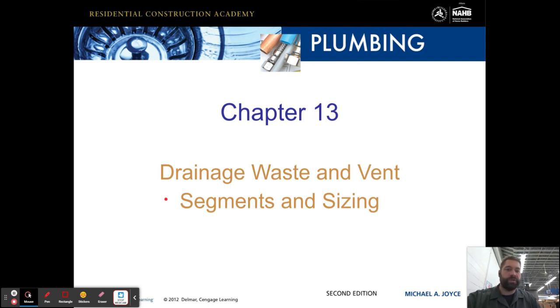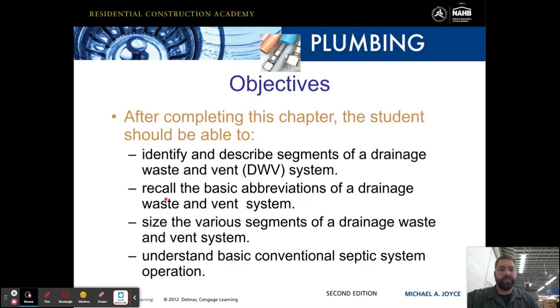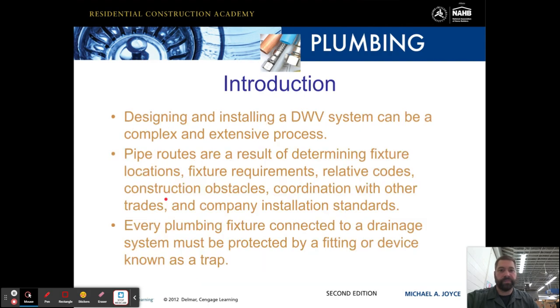Today we're going over Chapter 13, Drainage, Waste, and Vent Segments and Sizing. Some of the objectives that we're looking to complete are the ability to identify and describe segments of a drainage, waste, and vent system, or DWV, recall the basic abbreviations of a drainage, waste, and vent system, size the various segments of a drainage, waste, and vent system, and understand basic conventional septic system operation.